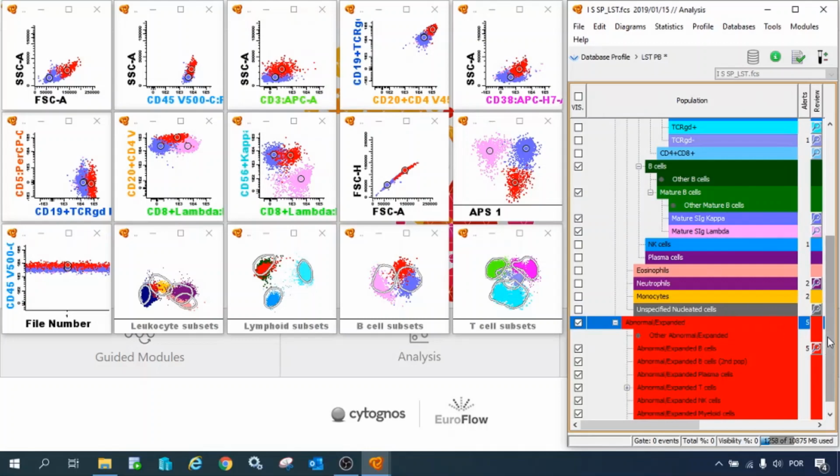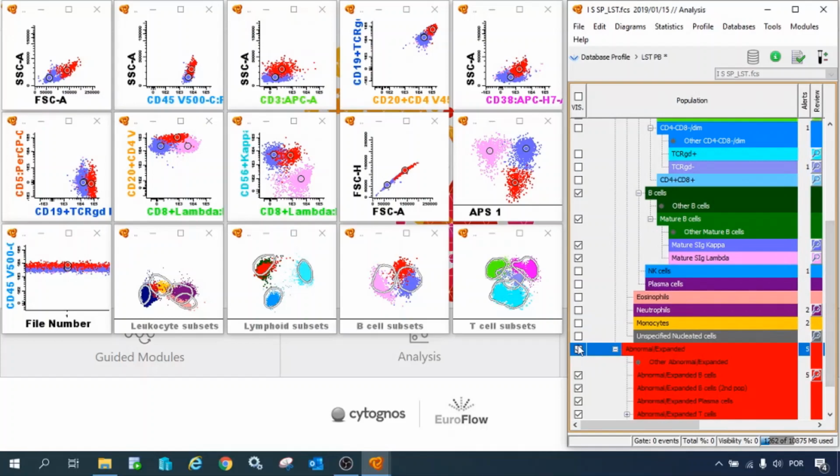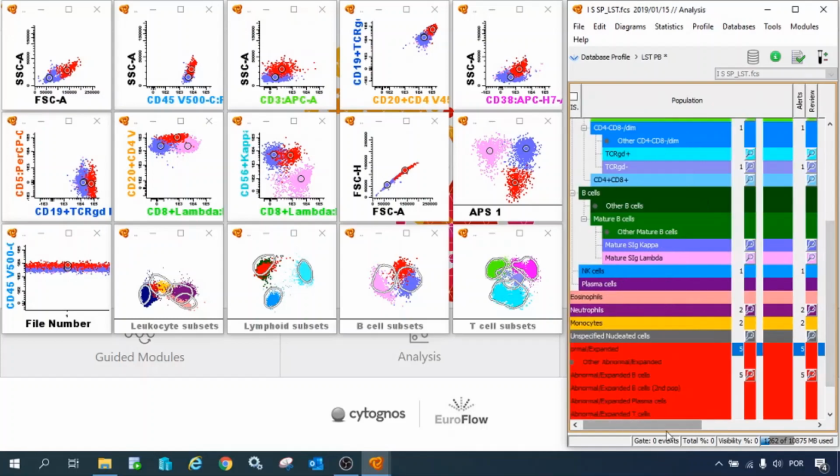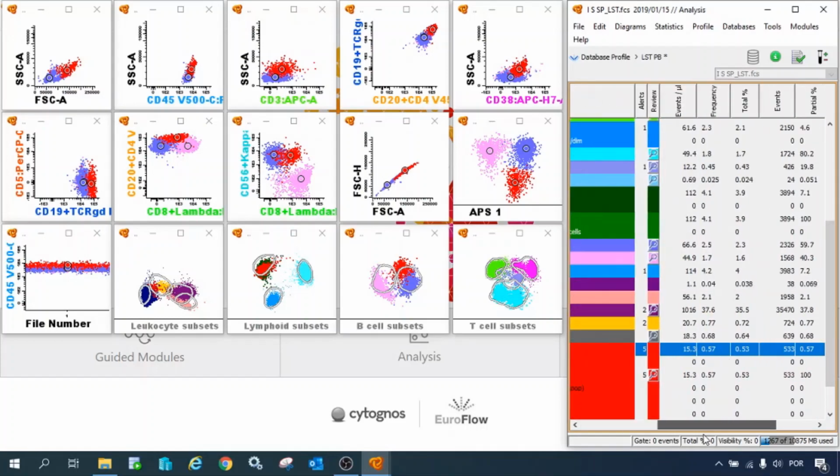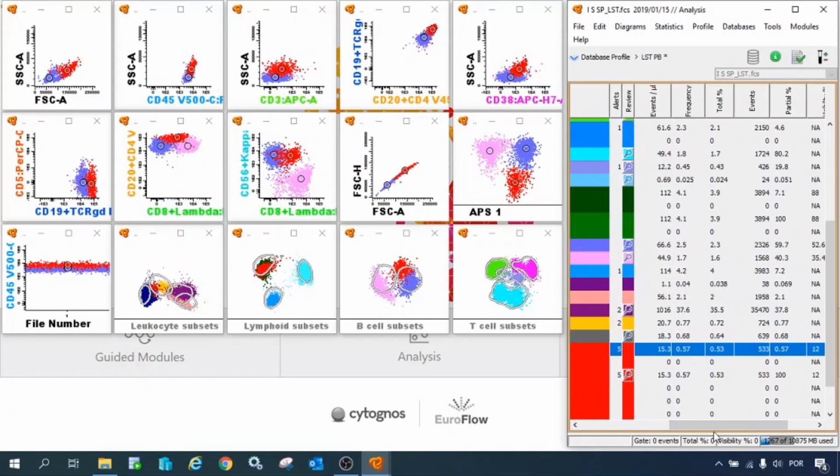Another thing I would like to show you is the fact that this abnormal population is in fact very small. It's only 0.57% of the total of the leukocytes, 15.3 cells per microliter, and 533 events in total.